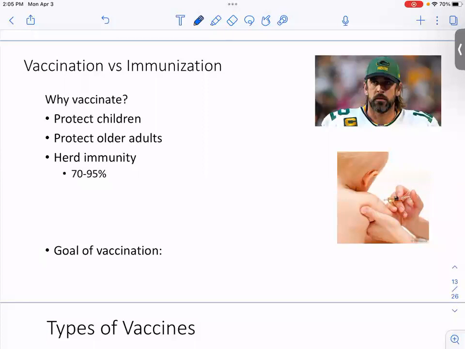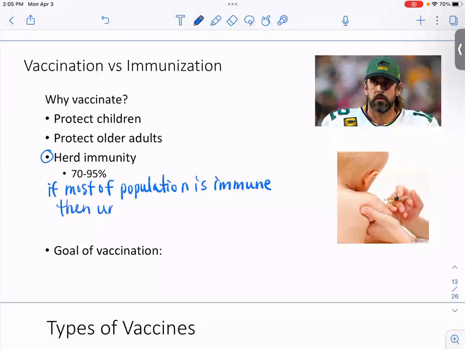Okay. And then, of course, the goal, we heard this term a lot during the pandemic. I don't think we're ever going to get there with COVID, but the goal is to have enough people vaccinated so that we have herd immunity. Okay, so that means that if most of the population is immune, then people that can't be vaccinated are protected.